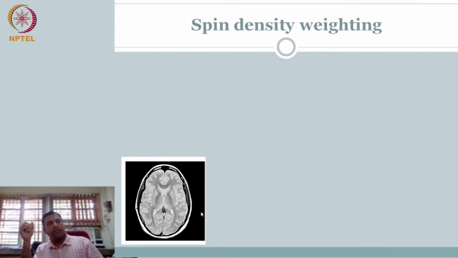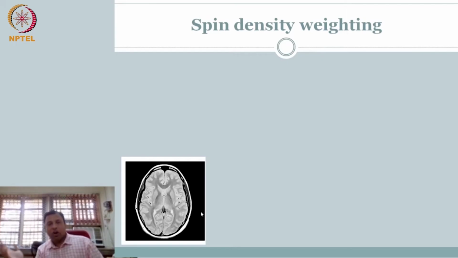When do you get proton density signal? Recall the fundamentals: you take the voxel, put it in the field, and wait for a long time or a short time. You don't know the time. You wait for some time, everything gets aligned. So the signal that you get now, the magnetization vector at equilibrium, is essentially proportional to your proton density. So if I want to get proton density weighting, what do I need to do?